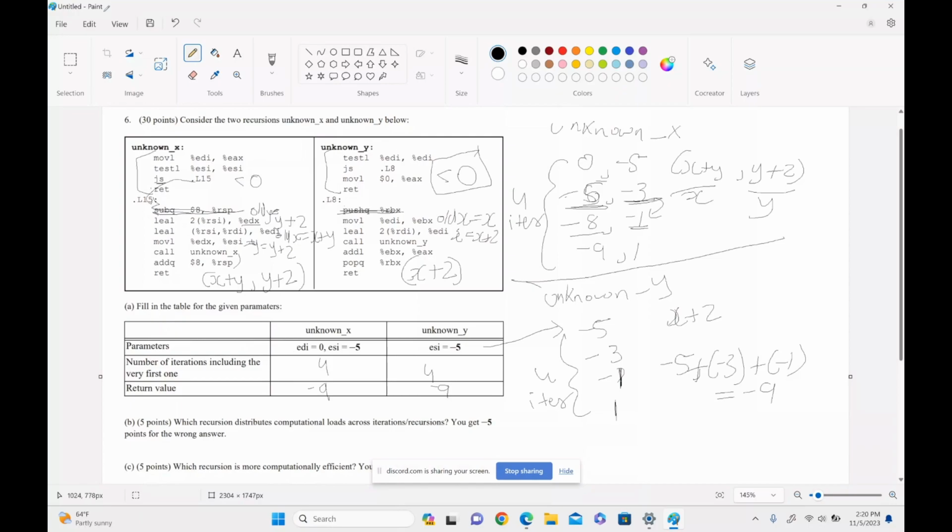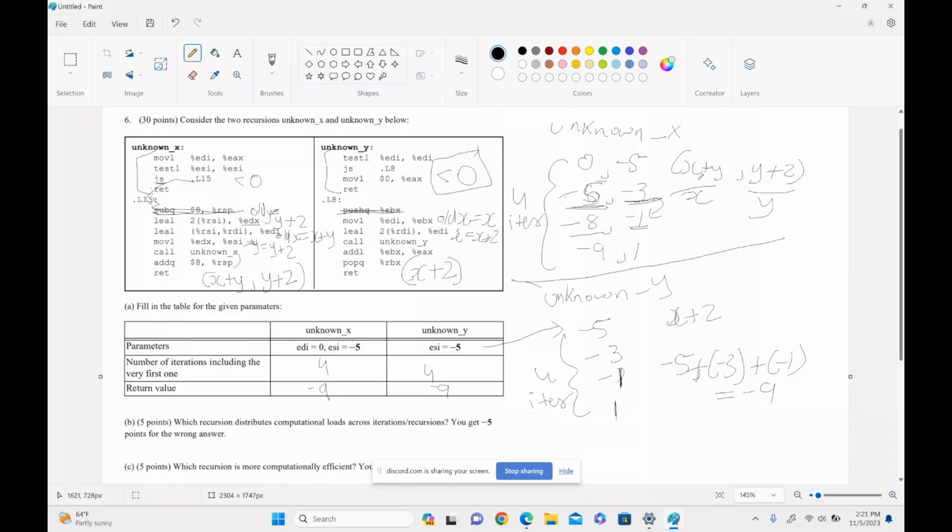So what about B and C? It's unknown x. Whenever you get two equations, like X plus Y and Y plus 2, it distributes the work equally. You don't have to add at the end like we did over here, because it was doing it simultaneously. In unknown x, we did the addition part after every step. Over here in unknown y, we had to do it all together at once. So that's the reason unknown x is better than unknown y.